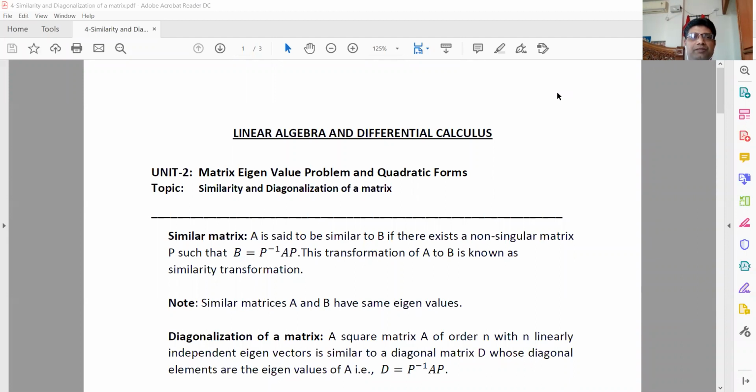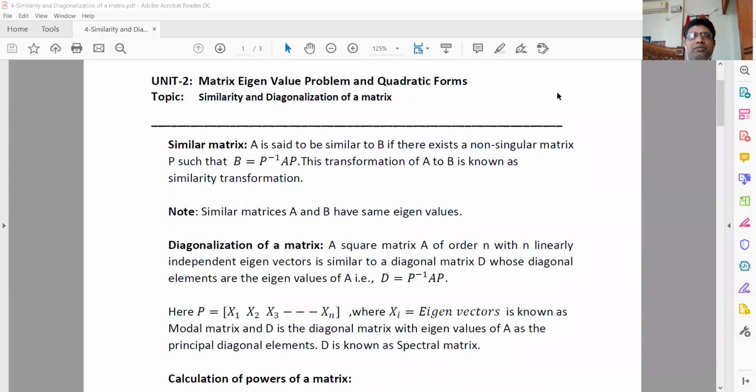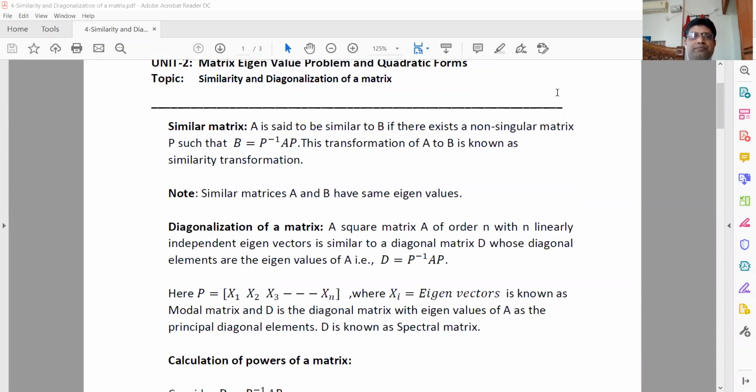Welcome to the second unit, matrix eigenvalue problem and quadratic forms. In this lecture, we are going to see similarity and diagonalization of a matrix. Before going to see the diagonalization of a matrix, let us see first what is a similar matrix.